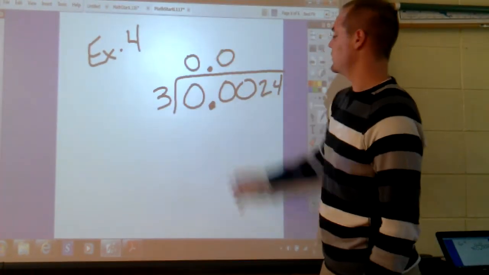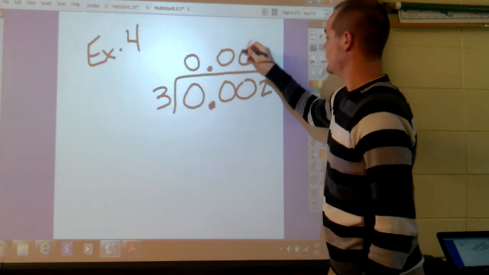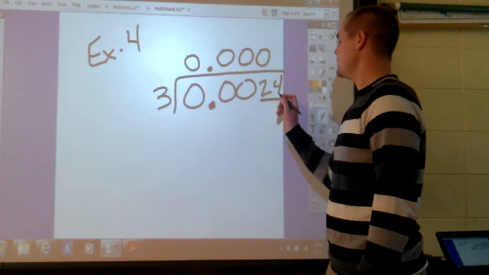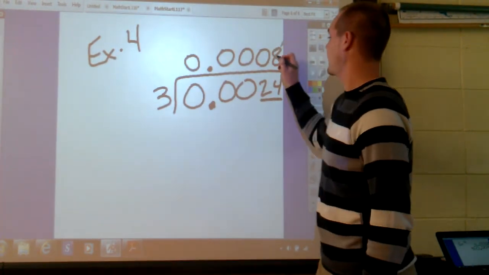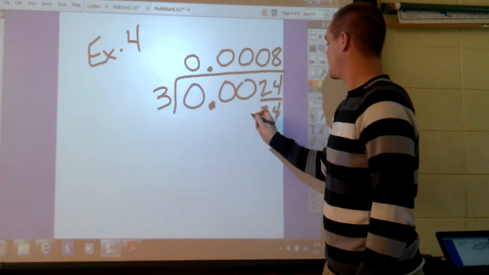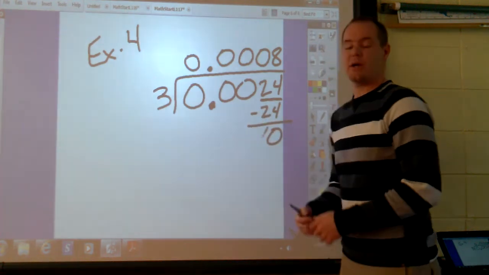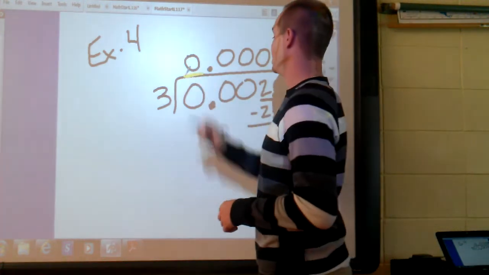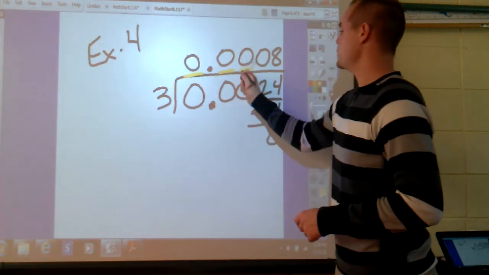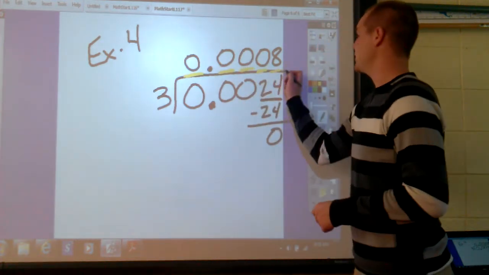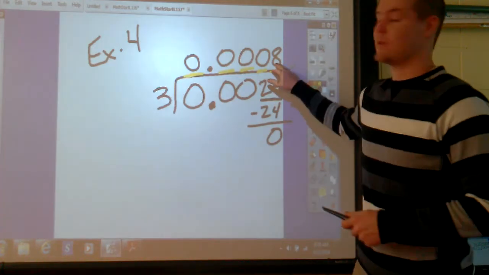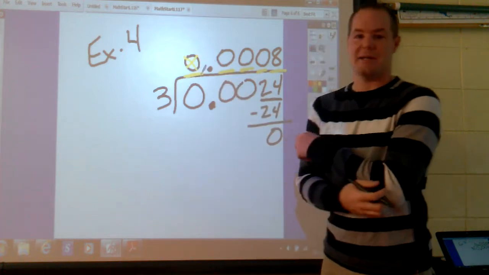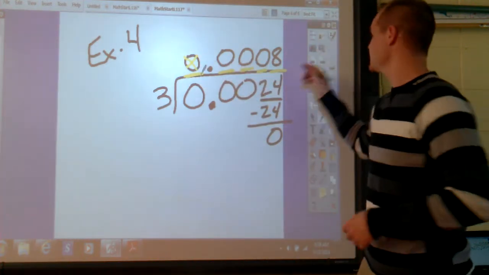3 goes into 0, 0 times. 3 goes into 0, 0 times. 3 goes into 2, 0 times. 3 goes into the number 24 8 times. And 8 times 3 is 24. Subtract, and you are left with no remainder. So it is important to represent the ones place, the tenths place, the hundredths place, the thousandths place, and then finally the 10,000ths place with an 8. The rest of those place values are filled in with zeros. Again, this one's maybe a little bit unnecessary, but these absolutely have to be here.